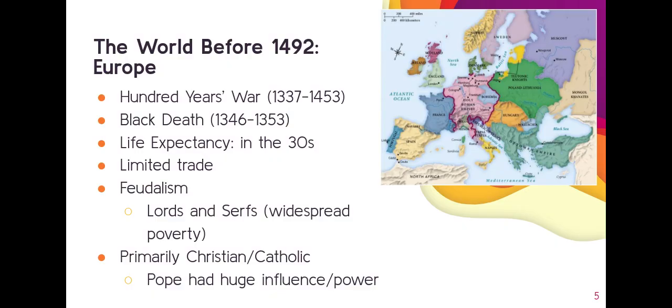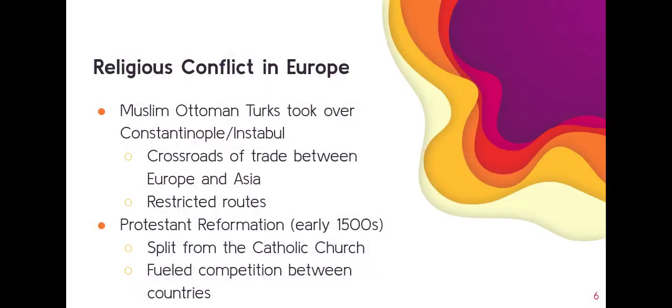We see limited trade going on and a feudal system in which the wealth is really concentrated for the few at the top. So there's widespread poverty, disease is spreading, and religion is incredibly important. At this time, before 1492, Catholicism is the main religion throughout Europe. Additionally, there's going to be a significant amount of religious conflict that is developing in the 1400s and early 1500s.